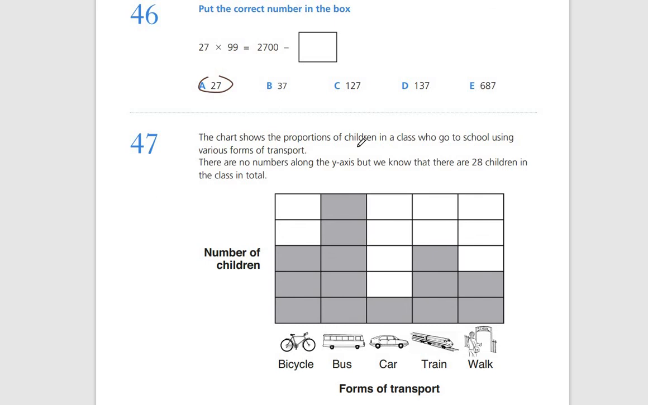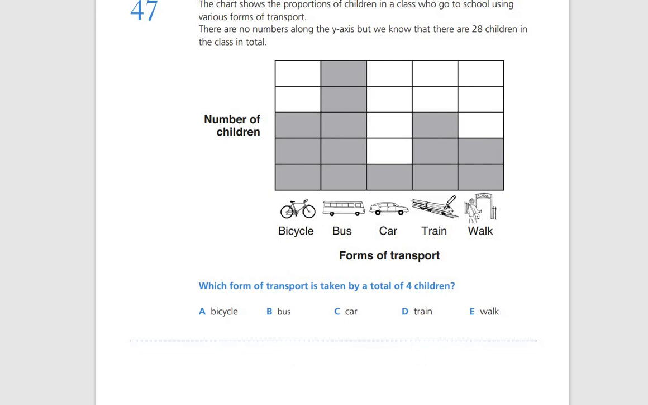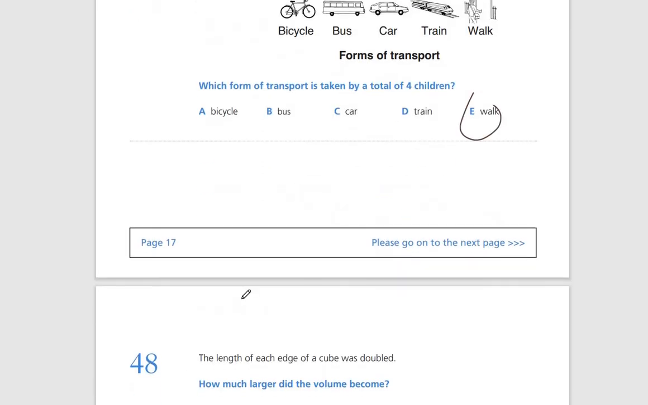The chart shows the proportions of children in a class who got to school in various forms of transport. There are no numbers along the y-axis, but we know that there are 28 children in the class in total. I count the shaded squares, and there are 14 shaded, meaning that each of them will be 2, because 14 times 2 is 28. Now we need to work out which form of transport is taken by a total of 4 children. This is walk, because there's 2 here, then 2 here, and 2 plus 2 is 4. Meaning that the answer is E.